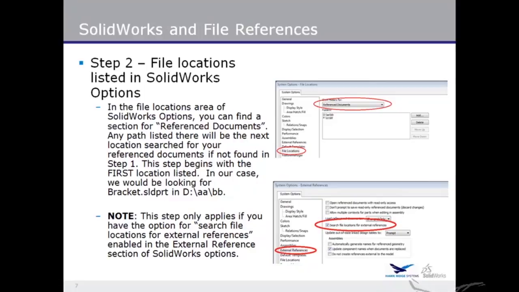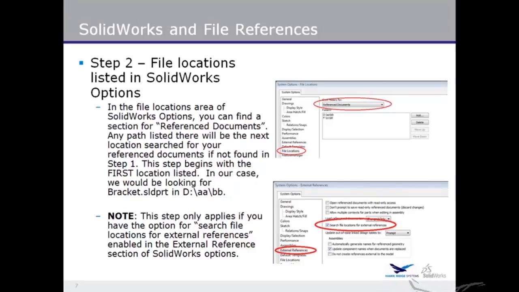What I should point out is that step 2 and all the steps that relate to step 2 only happen if you have a specific option turned on. In your SolidWorks options, under the external references area, you're going to see an option for search file locations for external references. If you have a check mark there, then it's going to go through these. If you don't, it's basically going to skip steps 2 through 7, and go right to step 8.